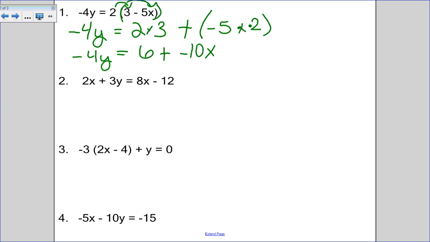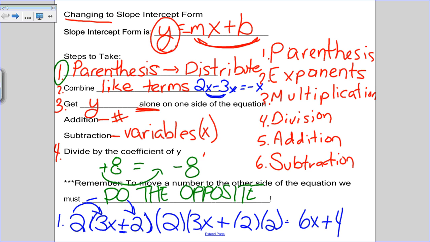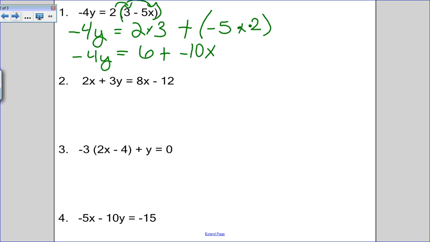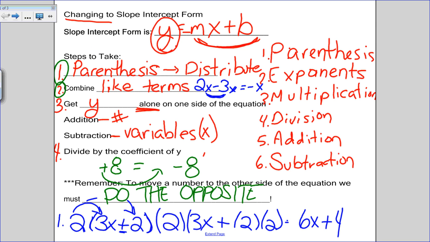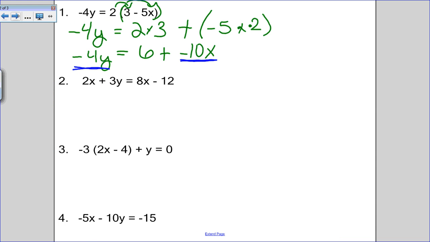So let's go back and look here at our next steps. Combine like terms. Do we have any places where we have multiple x's or multiple y's? I don't think we do in this one, do we? We have all our x's together here and all of our y's together over here. So I think we can move on to the next step. It says get y alone on one side of the equation. So let's look. Do we have all of the y's on one side and everything else, so x's and any numbers, on the other side? Yeah, I think we do.